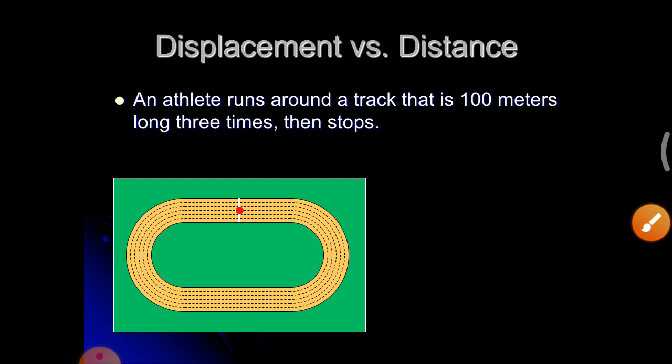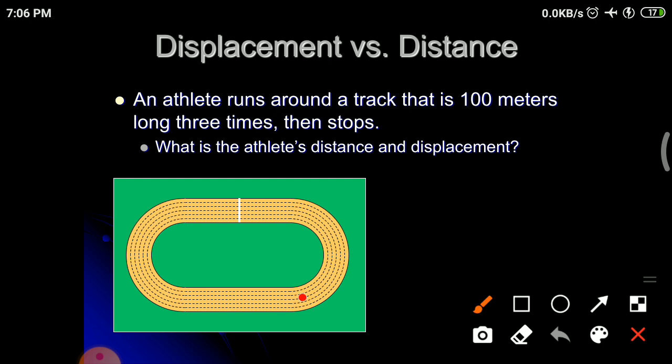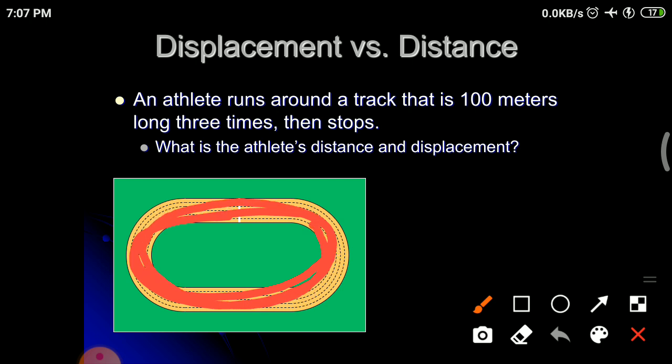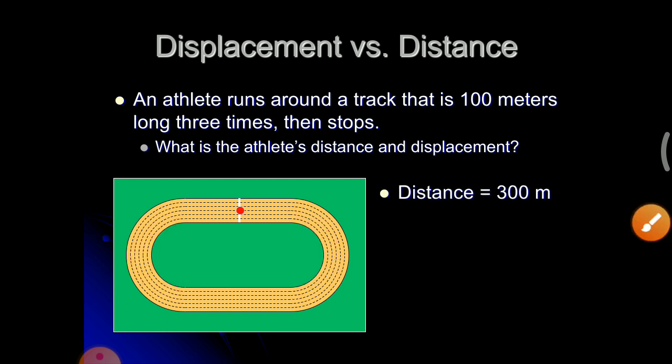The displacement versus the distance. An athlete runs around a track that is 100 meters long 3 times, then stops. What are the athlete's distance and displacement? See, here the athlete starts around a track 3 times. The track is 100 meters. So what is the distance? The distance is equal to 300 meters because the athlete goes 3 times around the track.